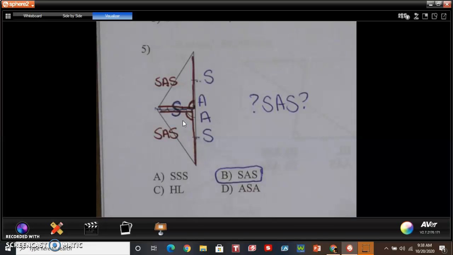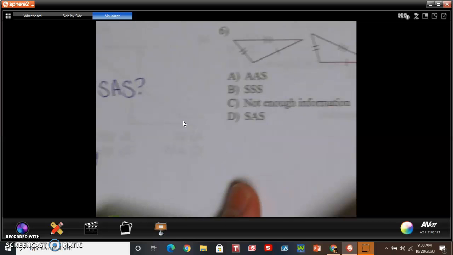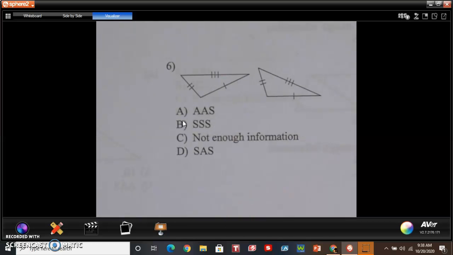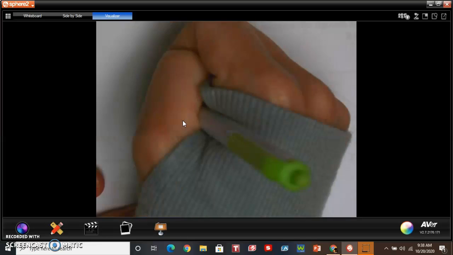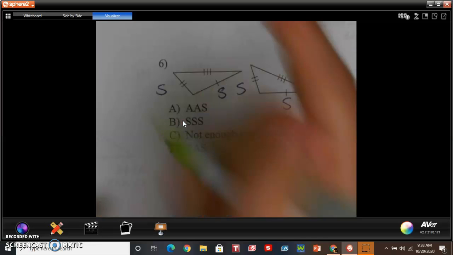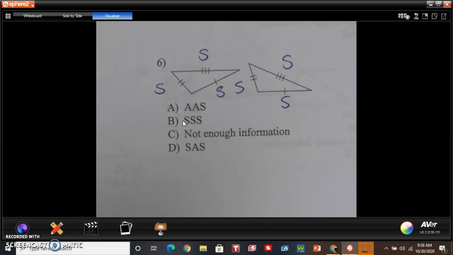All right, let's look at number 6. All right, number 6, this should be probably your favorite one because it's the easiest one to do in all honesty. I notice we have a whole bunch of dash marks, which means we're dealing with a bunch of sides. Those match. Those match. Those match. Lucky for us, this one's real easy to see. Side, side, side.